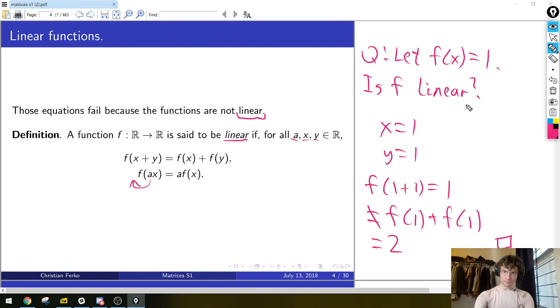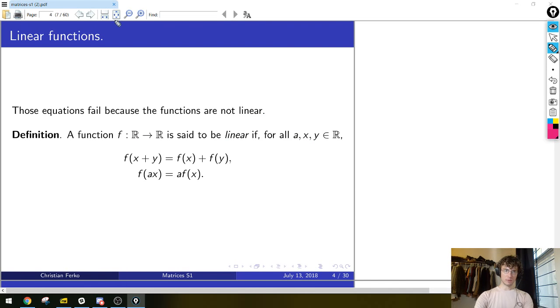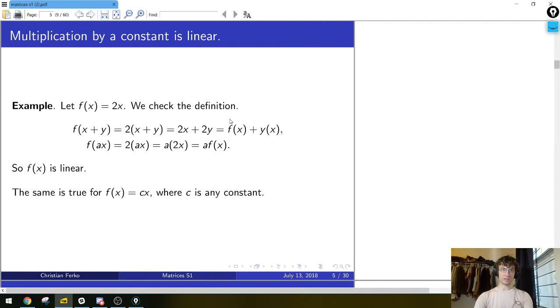Okay, so let me give you an example of a function which is linear, and I'll actually prove it for you. We're going to consider a function that multiplies by a constant. Actually, I want to switch colors. My number of colors is more limited with this app.